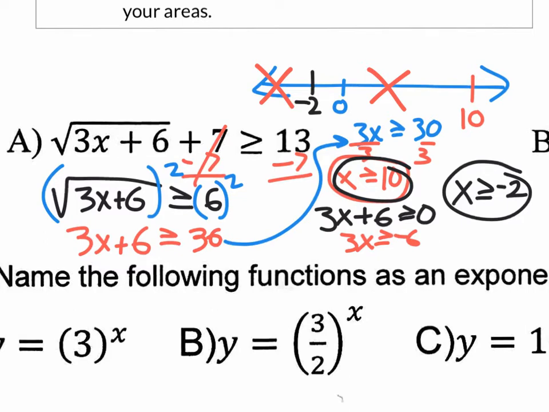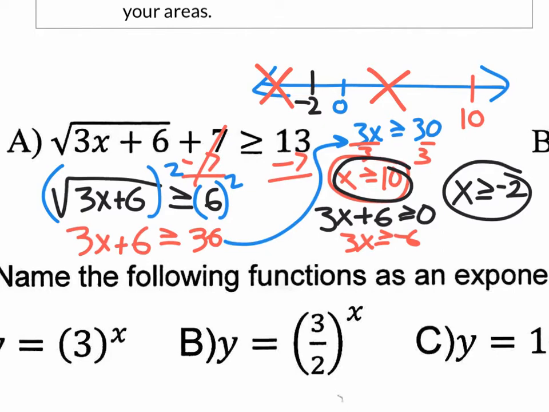So let's say you did test the value 20, just for the heck of it. So I want to test the value 20. That's clearly on the right side of 10. So if I did plug in a 20 right there, 3 times 20 is 60. 60 plus 6 is 66. On a calculator, if you did the square root of 66, it would be about 8 point something.